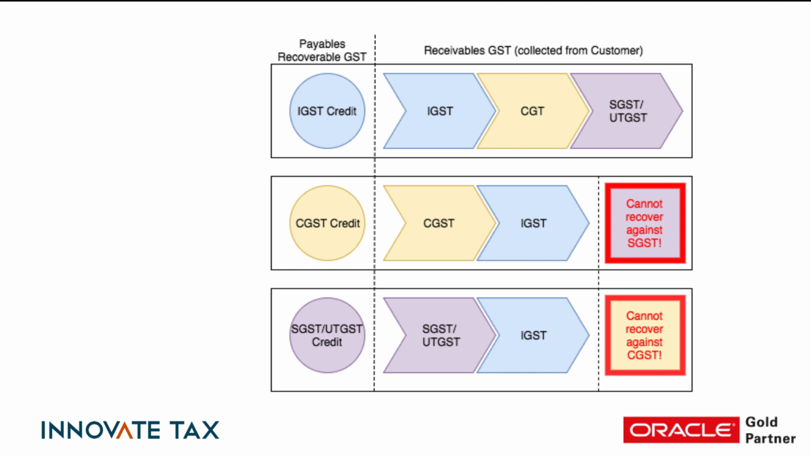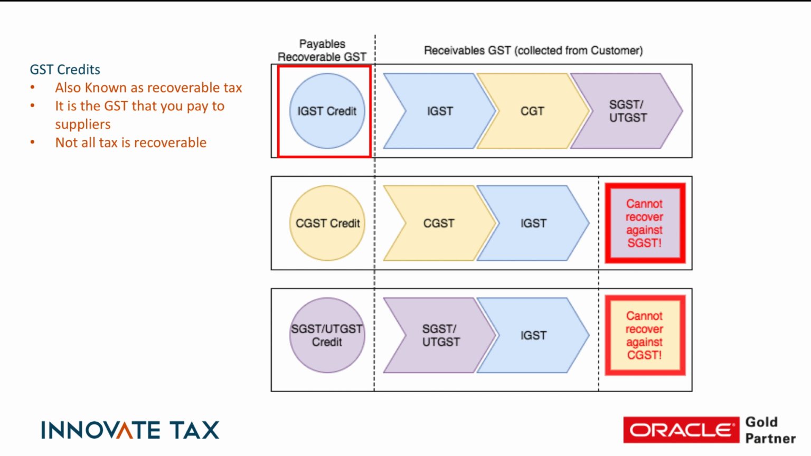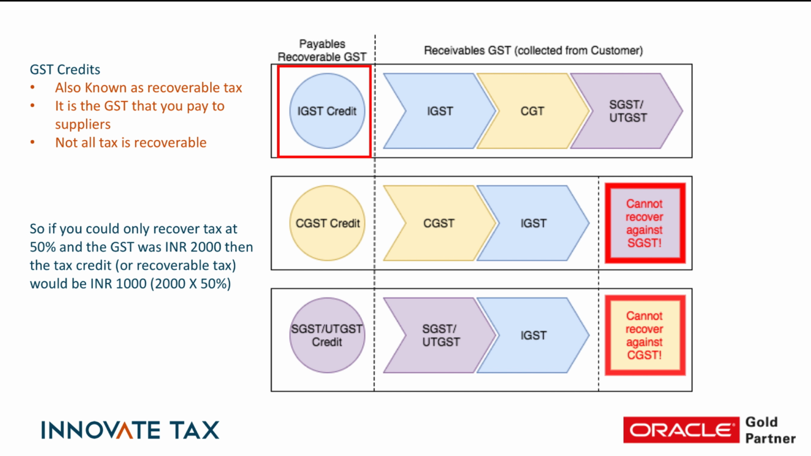Very, very important. Okay, so how does this work? On your purchases, you're allowed to recover the GST. These become your credits, okay? But bear in mind that these credits, which are also known as a recoverable tax, don't necessarily mean they're going to be 100% recoverable, okay?